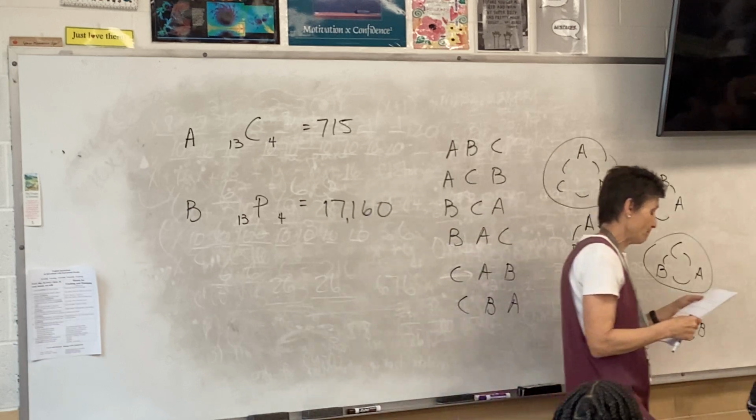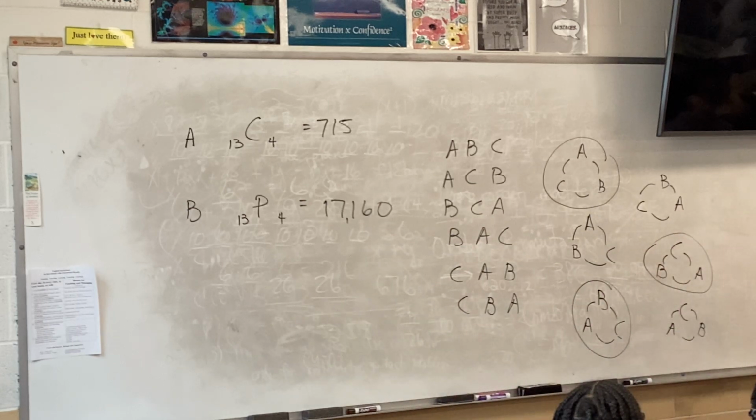Number 29. How many ways can 10 people be seated around a circular table? 9 factorial.